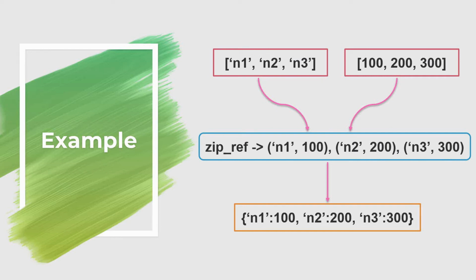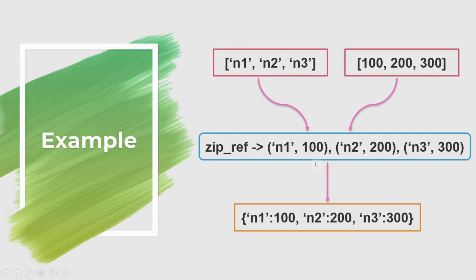Let me consider an example here. Here I have two lists. The list 1 is having strings, the list 2 is having integers. The list 1 and list 2 are combined to get a zip object. Here we can consider the zip object as an iterable object of tuples, where the first tuple contains the first element of both the lists and the second tuple contains the second elements of both the lists, and the third tuple contains the third element of the list 1 as well as the third element of the list 2.